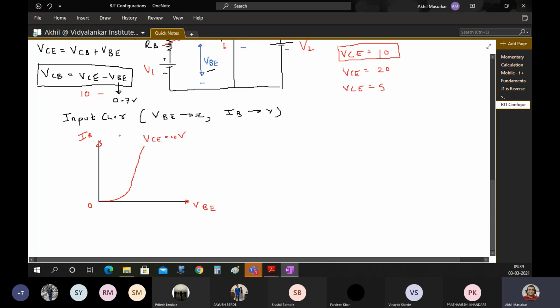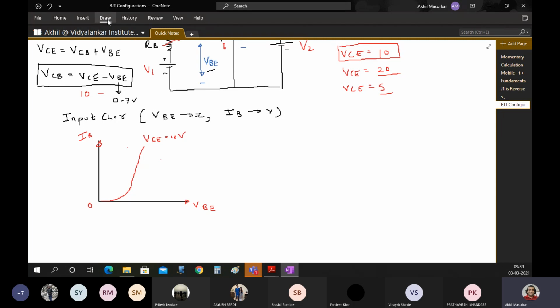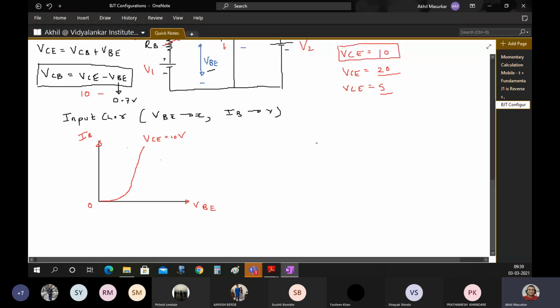Now, if I want to show VC equal to 10, 20 and 5, will I show it on this side or this side? That is a matter of discussion. For that, you need to look at the way in which we had seen our BJT. Here we have emitter, base and collector. So this is junction J1, J2, emitter, base and collector.